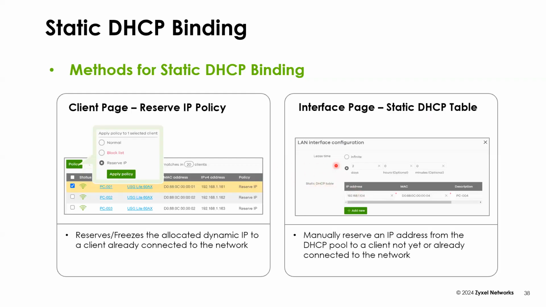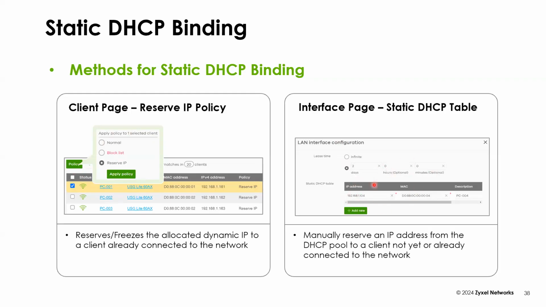So why are there two different ways? Well, the client page is the easy way to do it. You don't need to know the MAC address of the device. You just need to know the device's name, and it will simply reserve the IP address that's already been assigned to that device. If for some reason you want to manually specify a very specific IP address other than the one it already has, you can't do that through the client page. You have to do that through the interface page.